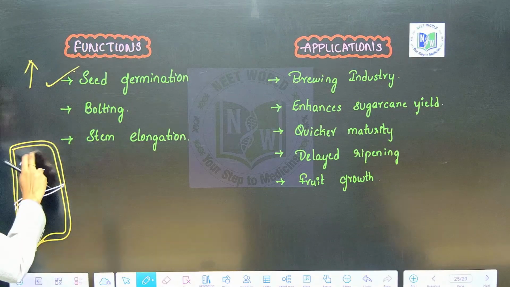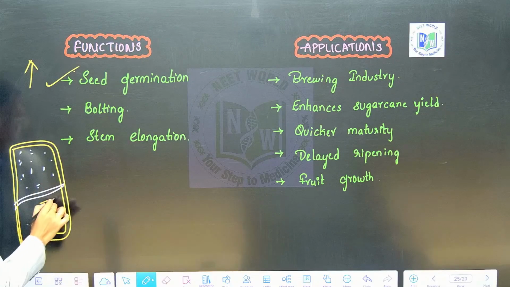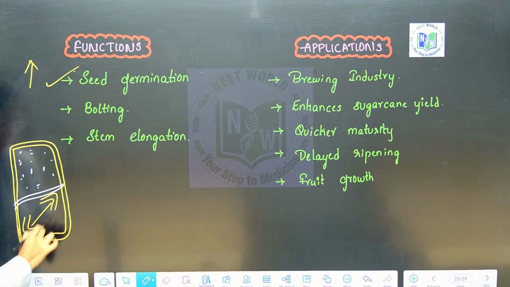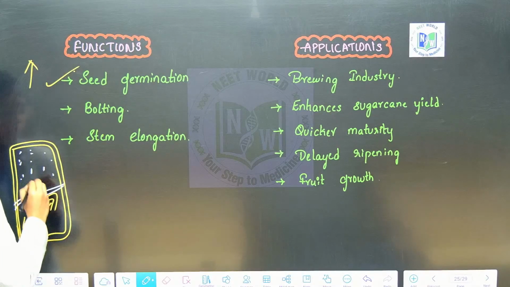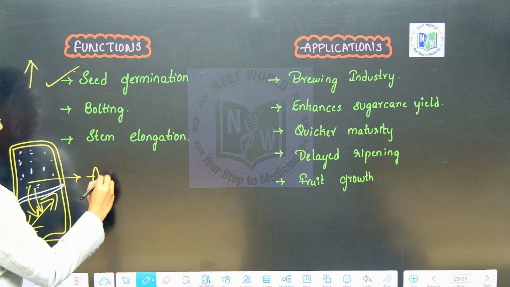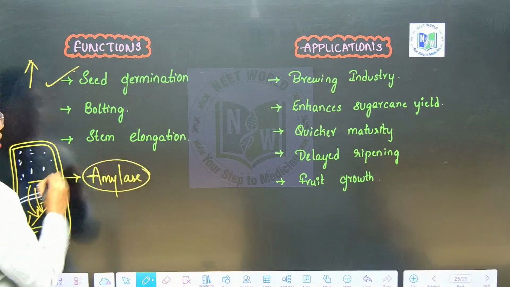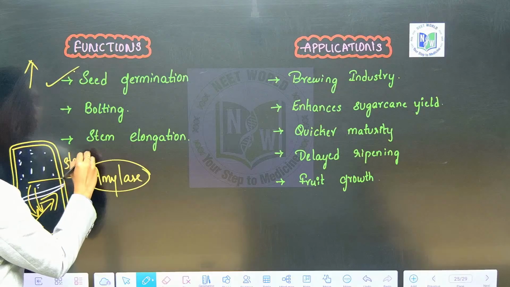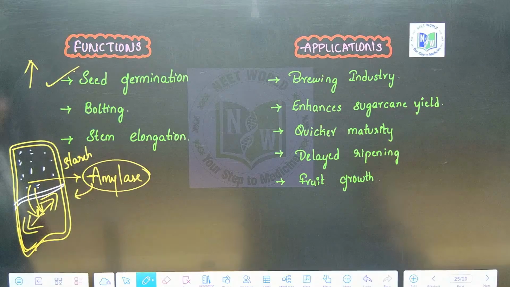In the starchy endosperm, the starch has to be simplified for the absorption or for the growth of the embryo. It has to be absorbed properly. For that the enzyme amylase is required, which will break down starch to simple sugars, so that it will be absorbed by the embryonal axis and it will promote the growth of the seedling.